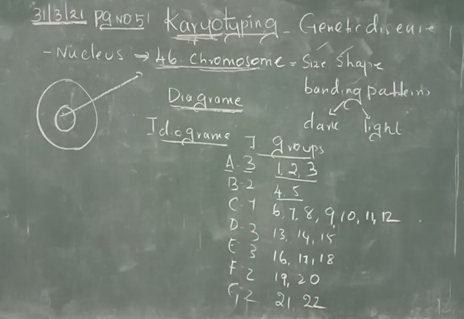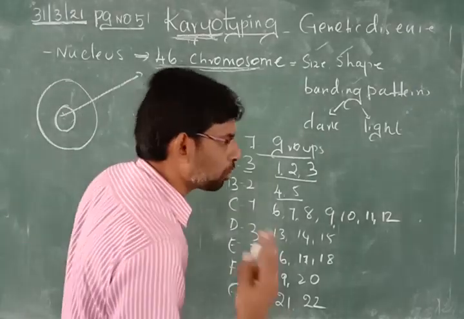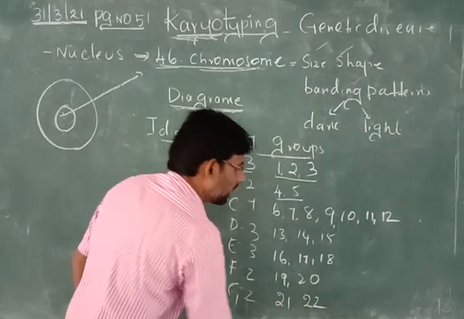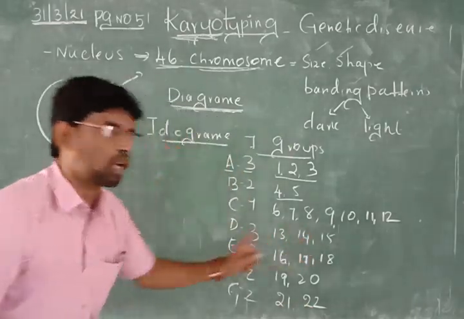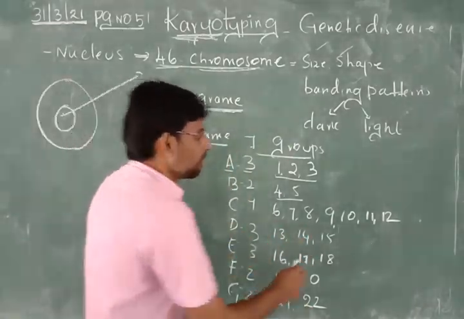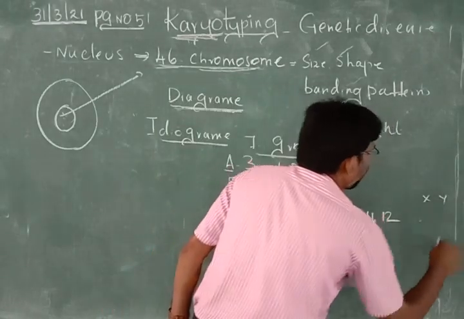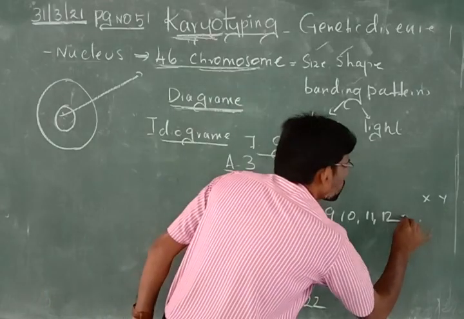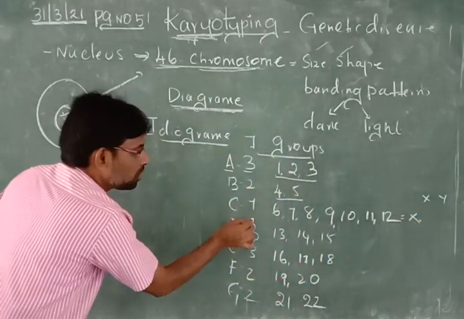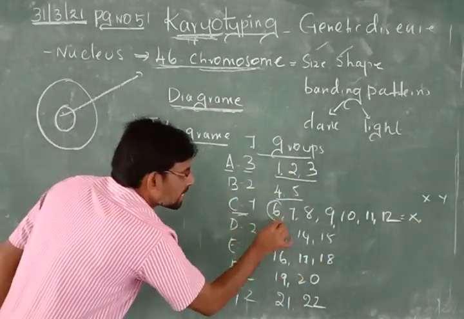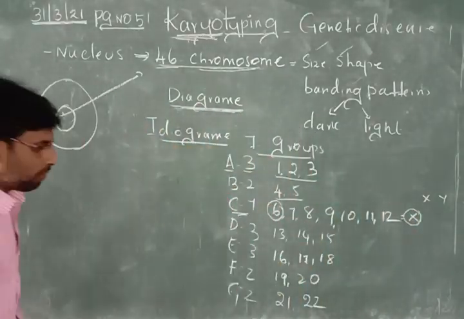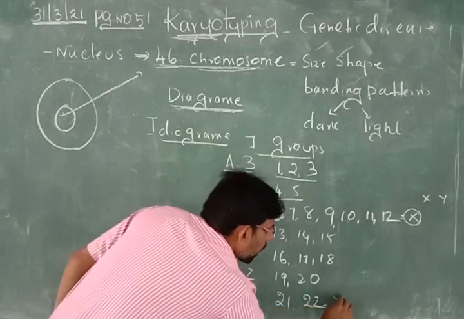So up to 22 we will have group G, and the other 2 chromosomes are sex chromosomes, which come under the 23rd class. All these are paired homologous chromosomes. Here we will have the X chromosome and Y chromosome. Always remember the X chromosome comes under group C. So wherever 6 is there, remember the X chromosome is also there for female. And wherever G is there, you will have the Y chromosome.